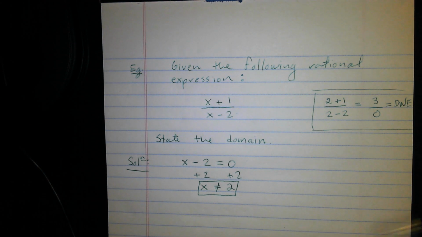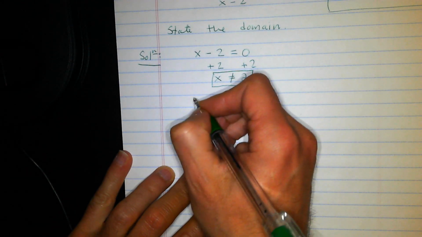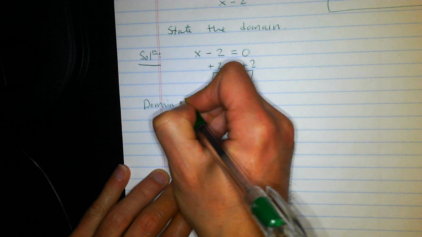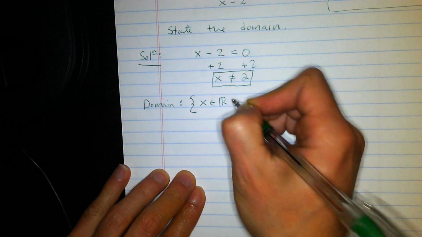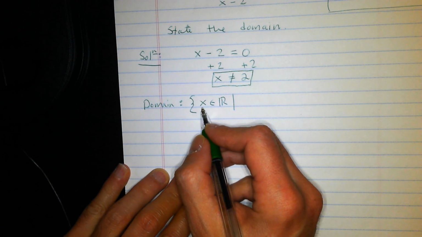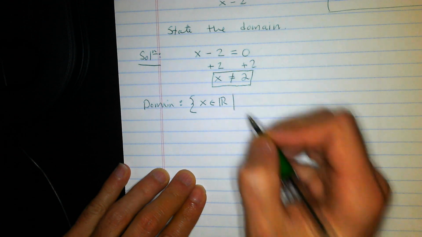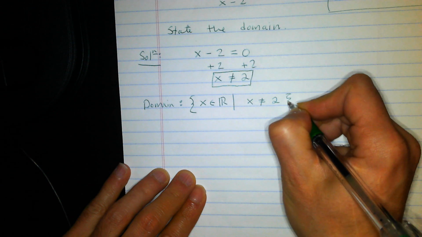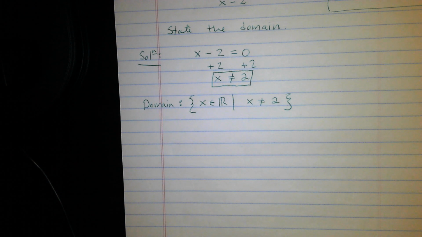Okay, now in set notation, we can write it like this. Our domain, okay, this is how we write it. It says we've got a set, and the set is all x that are real numbers such that, that's what that vertical line means, such that x is not equal to 2. Okay, so that's one example. Let's do another quick example here.